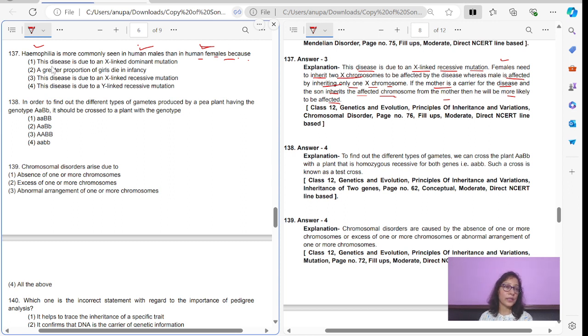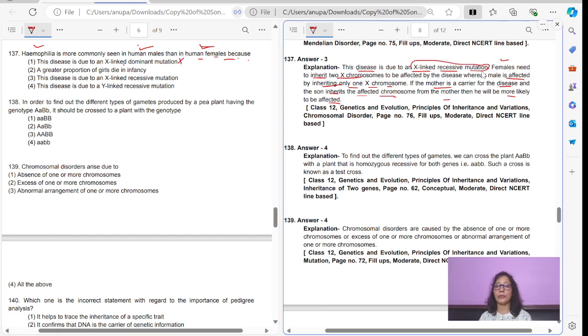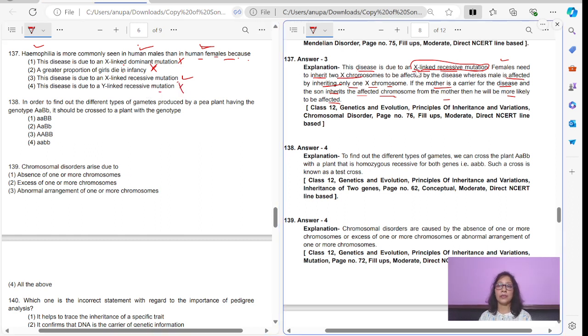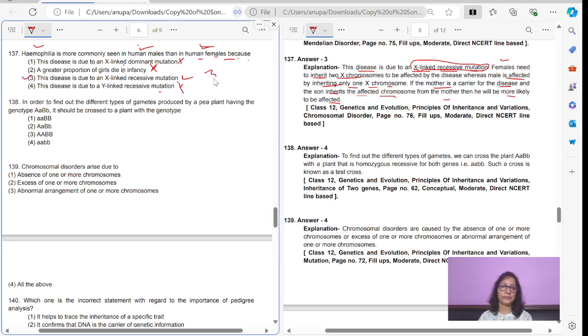The options are: the first option is this disease is due to an X-linked dominant mutation. This is wrong because this disease is due to an X-linked recessive mutation. The second option is a greater proportion of girls die in infancy. This is also wrong. No such data is available. The third option is this disease is due to an X-linked recessive mutation. So this is the correct option. The fourth option is this disease is due to a Y-linked recessive mutation. This is also wrong. This is an X-linked recessive mutation. So the correct answer for this question will be option number 3.